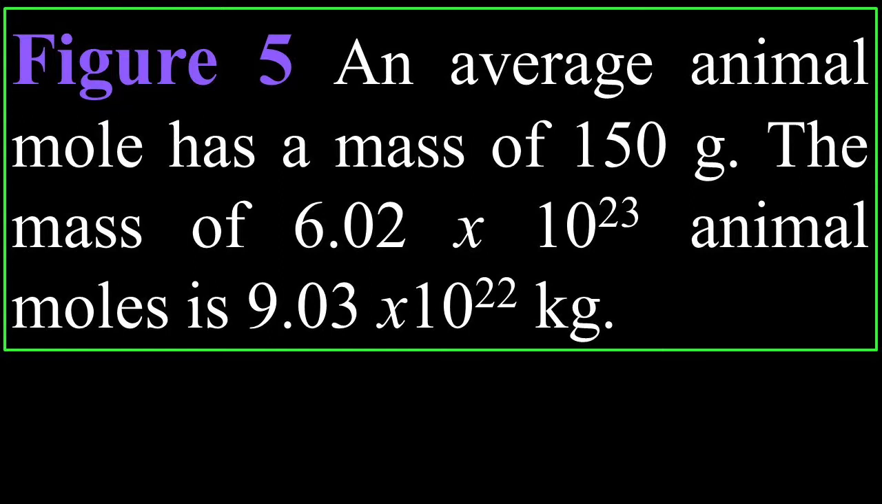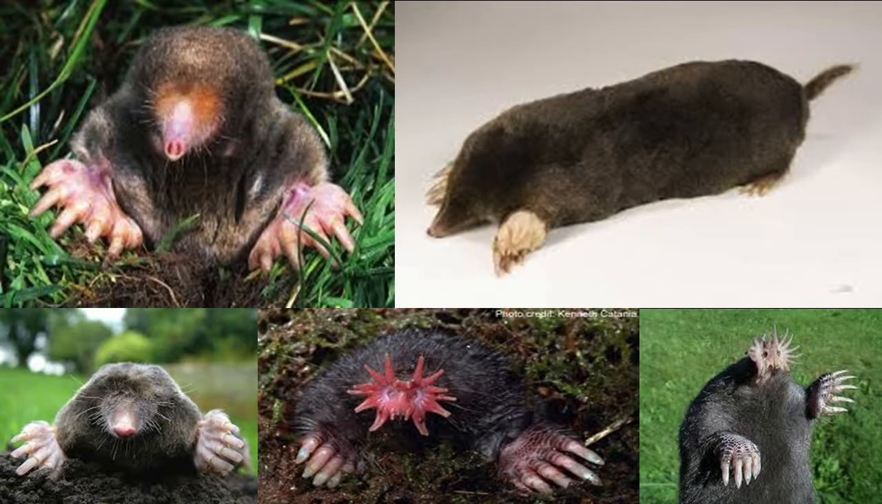An animal mole has a mass of 150 grams. The mass of 6.02 times 10 to the 23rd animal moles is 9.03 times 10 to the 22nd grams. I warn you that these are not necessarily cute creatures. Some of them actually look very alien-like, like they're from some planet, or they're fake dolls that were created in some wacko's laboratory. But these are really ugly kind of creatures. Look at that bottom middle. That's actually a mole.